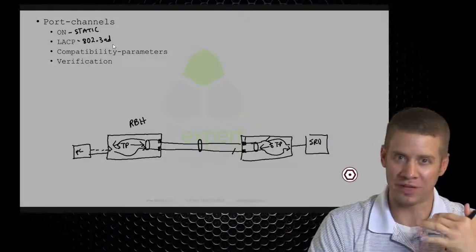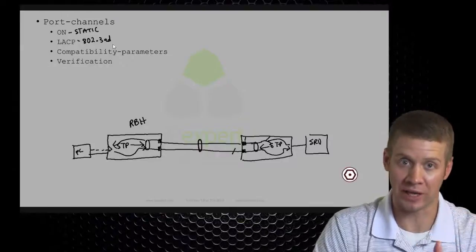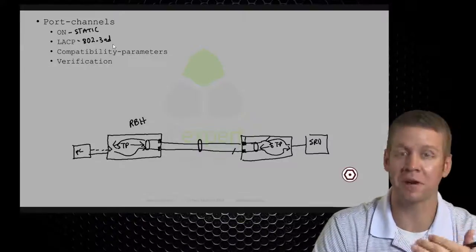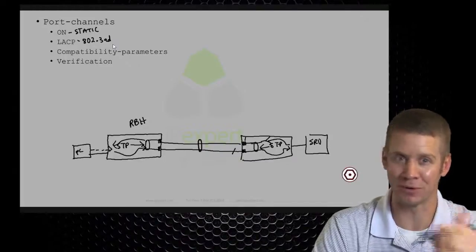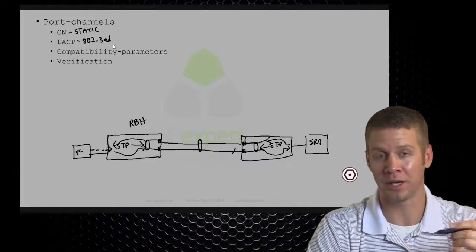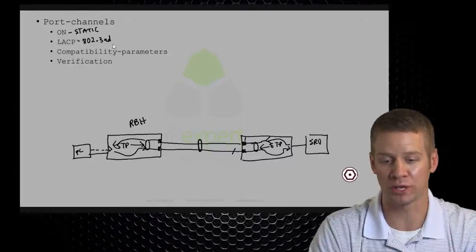I do static only if it's a server or some kind of system that can't do a port channel, and then there's a lot of verification involved to make sure that the port channel forms successfully on both sides, so that we're not doing some kind of accidental looping with that static port channel.